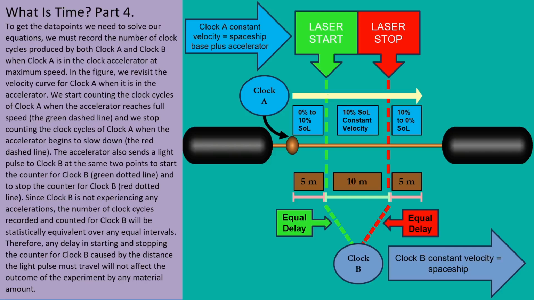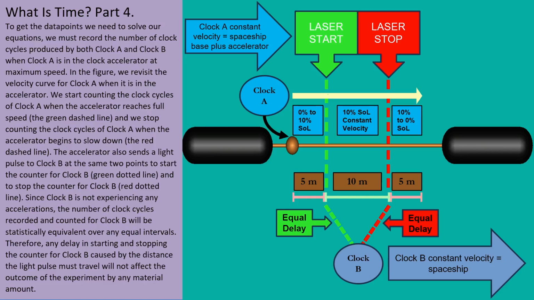To get the data points we need to solve our equations, we must record the number of clock cycles produced by both clock A and clock B when clock A is in the clock accelerator at maximum speed. In the figure, we revisit the velocity curve for clock A when it is in the accelerator. We start counting the clock cycles of clock A when the accelerator reaches full speed, the green dashed line, and we stop counting the clock cycles of clock A when the accelerator begins to slow down, the red dashed line. The accelerator also sends a light pulse to clock B at the same 2 points to start the counter for clock B and to stop the counter for clock B.